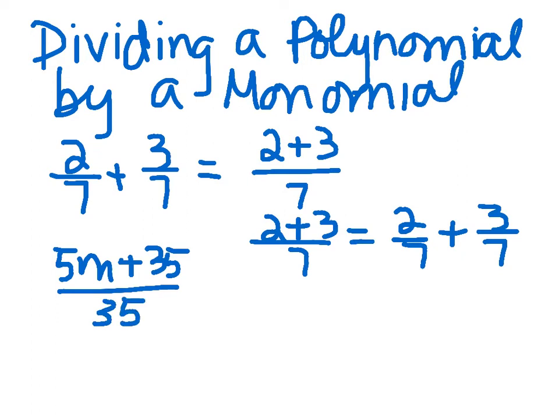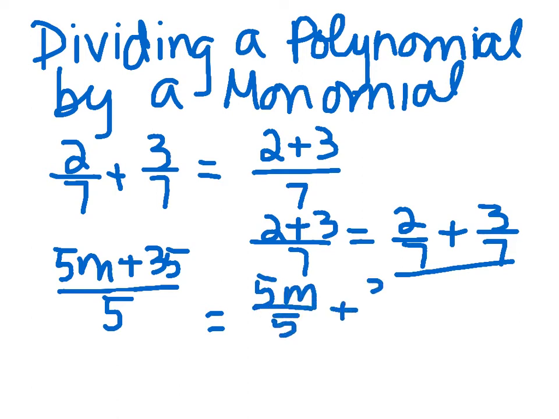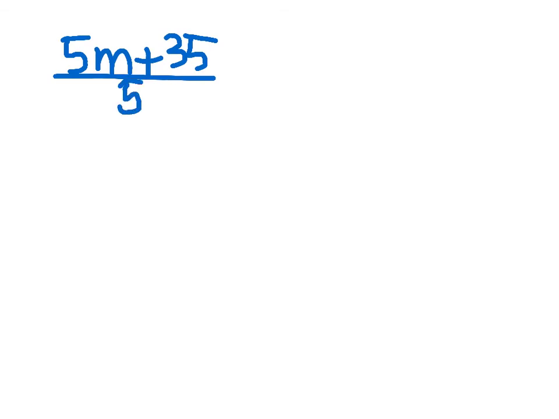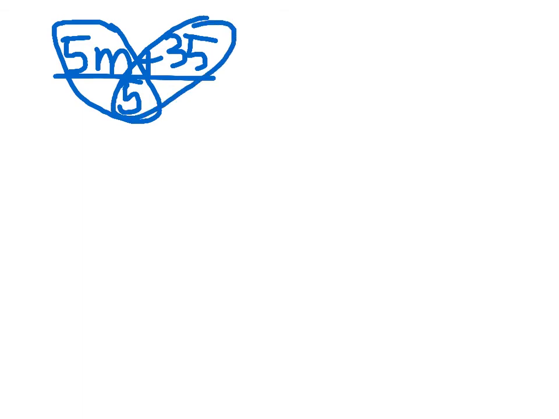The reason why this is useful is because if I have the polynomial 5m plus 35, and I'm dividing it by 5, I use the exact same concept. I can divide it into two separate fractions, just like I did over here. 5m divided by 5 plus 35 divided by 5. These are easy. That means that the answer to this problem is m plus 7. That's the reason behind the big idea when I'm dividing a polynomial by a monomial: to divide each term of the polynomial, which is the numerator, by the monomial, or the denominator.